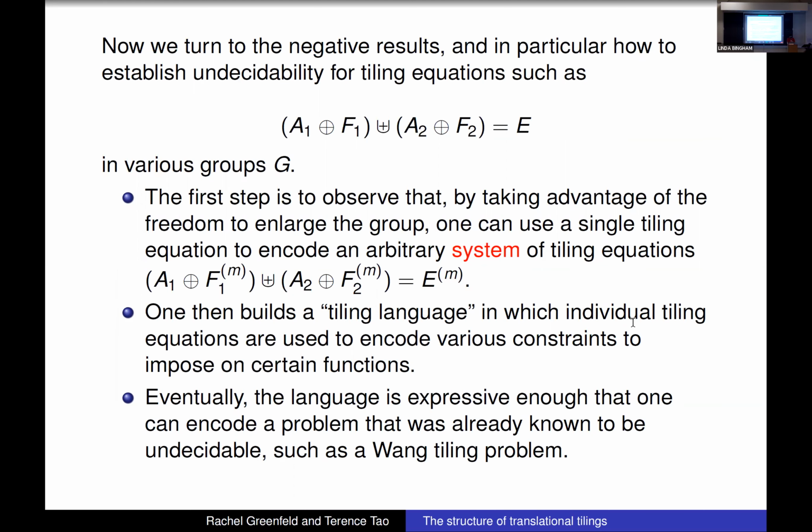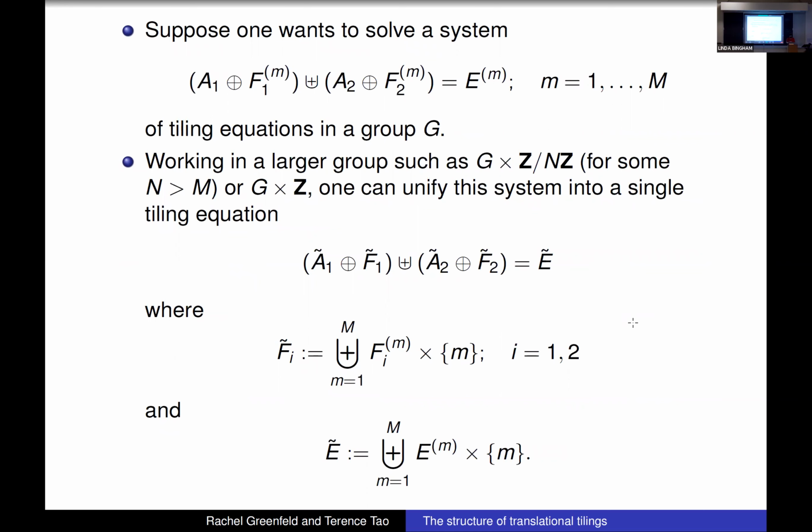All right. Now, how do you stack this? It's actually a very simple thing. You can stack equations like a sandwich. If you have a bunch of equations like this with different tiles and different sets of each tile in a set G, you can work in a larger group, G cross a cyclic group or G cross the integers. So you stack several copies of your group together like a sandwich, and you can stack all those tiles together, like any sequence of tiles F1, F1m.